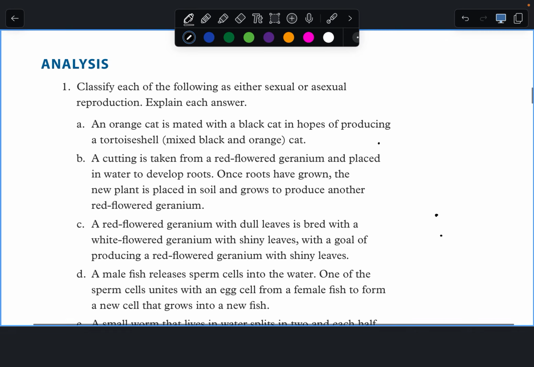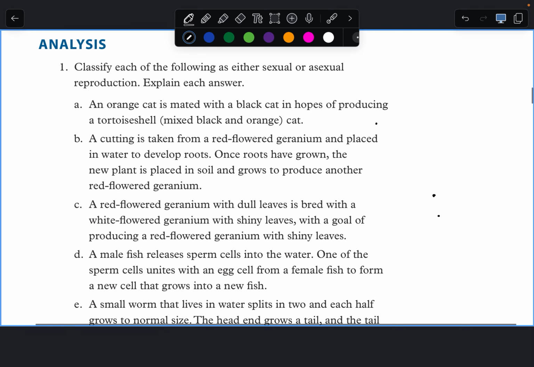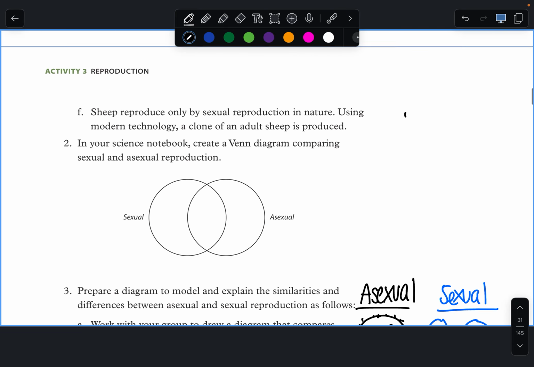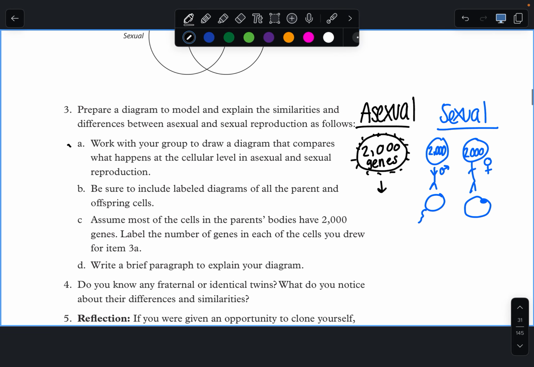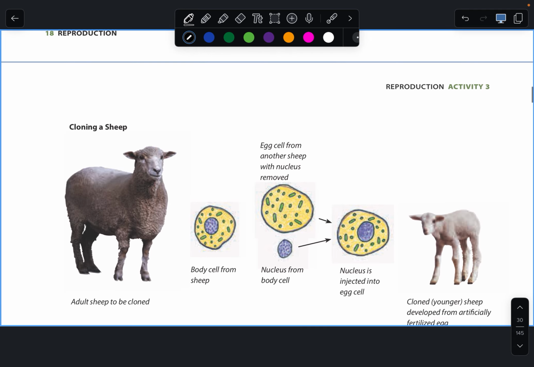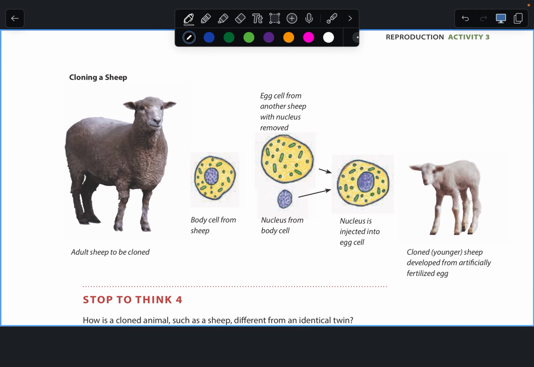And that brings us to our analysis questions. We will go over them together in class, especially numbers 2 and 3, that Venn diagram. Oh, and there's a little sneak peek right there. Well, I hope you enjoyed this reading and learning about living things and how life carries on.